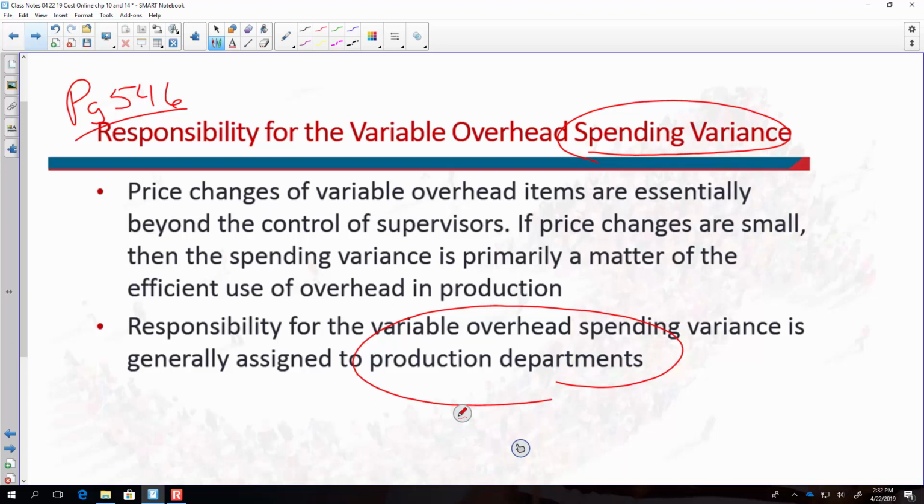Obviously, when you're dealing with spending, you're talking about price paid, right? What was the actual price paid versus what was the budgeted price? And what makes this variance computation so difficult is we're not dealing with a couple items. We're talking hundreds of different things that make up our variable overhead. We're talking utilities, you're talking supplies, you're talking maybe the wages of the maintenance crew. So you've got a large number of items that are budgeted and you have to compare those items against each other.